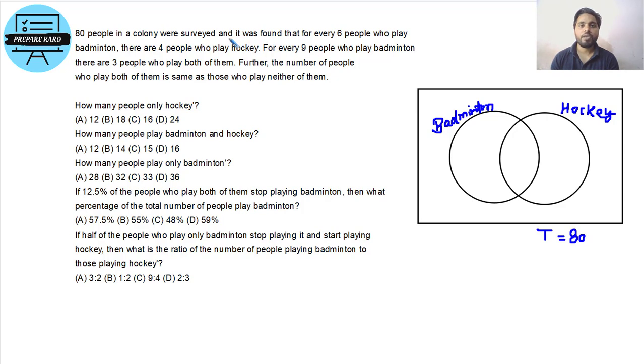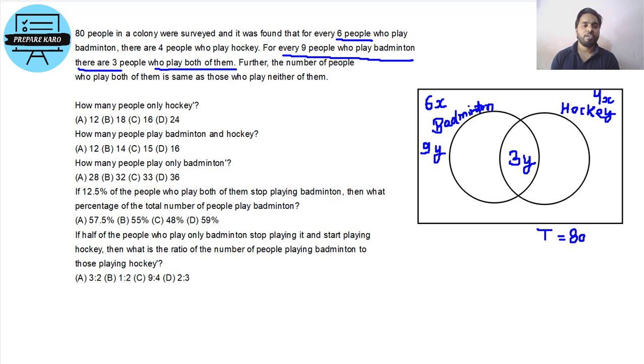Next, it was found that for every 6 people who play badminton, there are 4 people who play hockey. Means if badminton is 6x, hockey is 4x. Okay, next statement. And for every 9 people who play badminton, there are 3 people who play both of them. If badminton is 9y, then both is 3y.